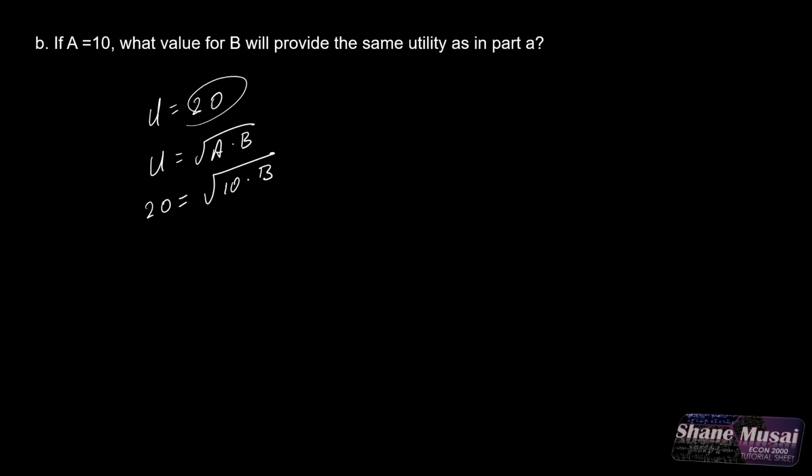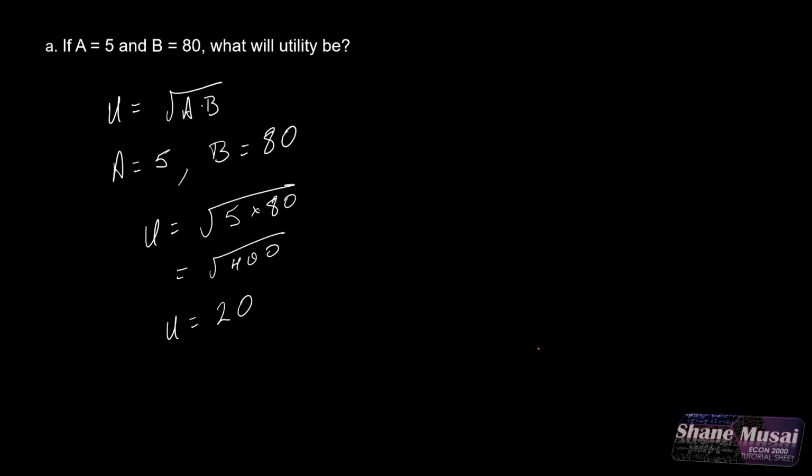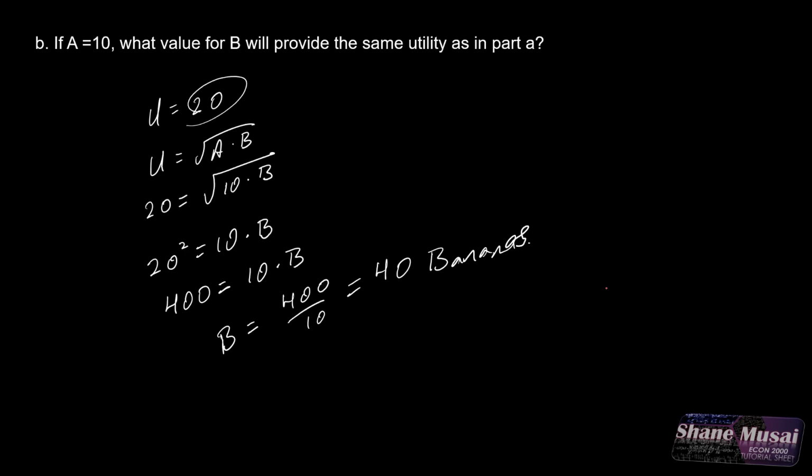Now to get rid of this square root sign, we will square both sides. So 20 squared is equal to 10 times B. So 400 is equal to 10 times B. Therefore, B is equal to 400 divided by 10, which is equal to 40 bananas. So if you have 40 bananas and 10 apples, you would have the same utility as in part A, where you had 80 bananas and 5 apples.